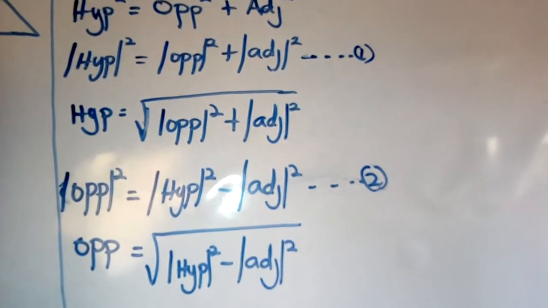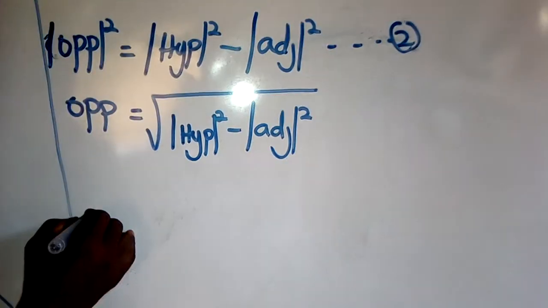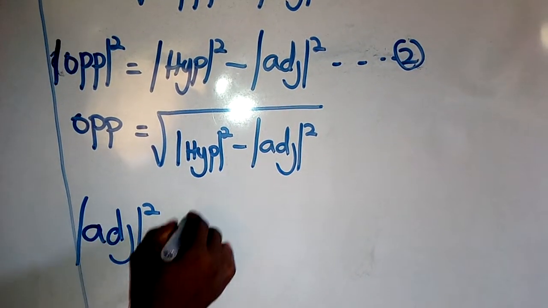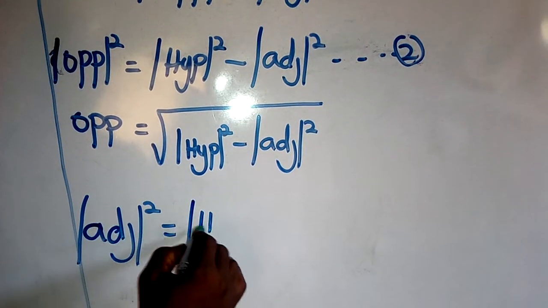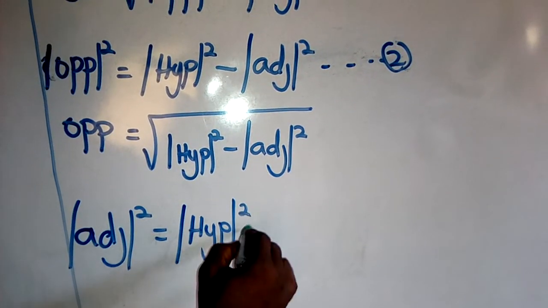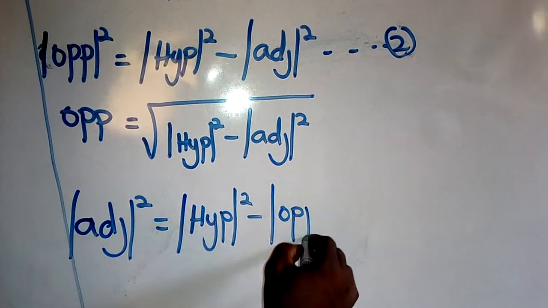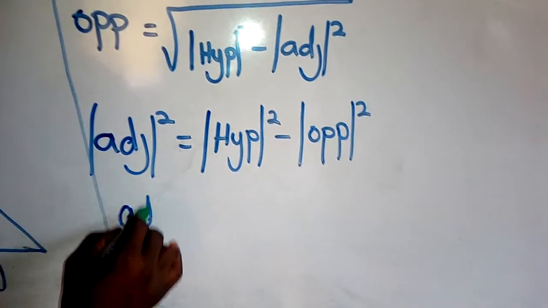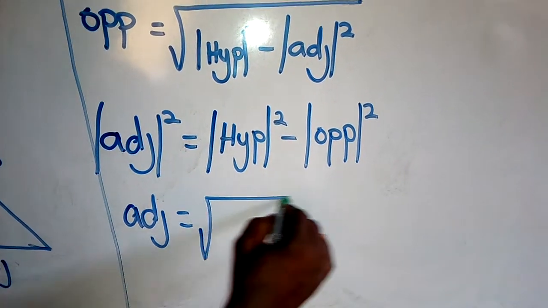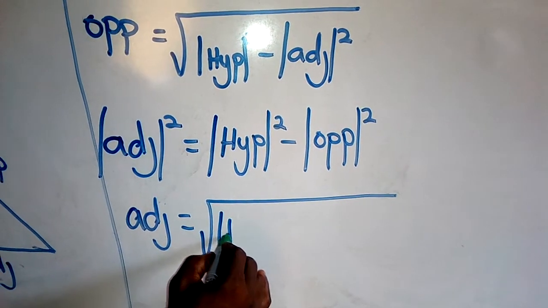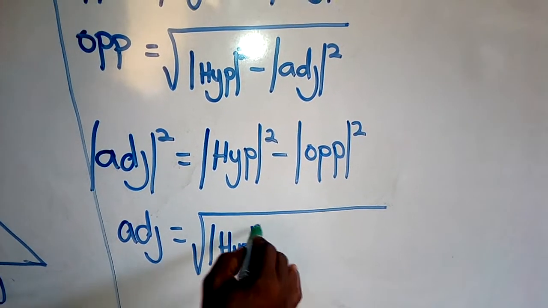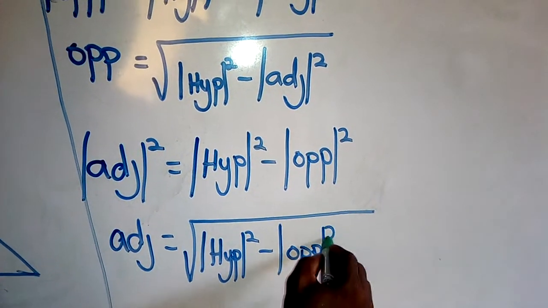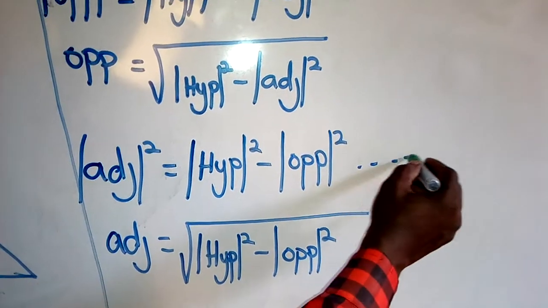Your third one will now be for adjacent. The line of adjacent square is equal to the line of hypotenuse square minus line of opposite square. Now your adjacent will be the square root of line of hypotenuse square minus line of opposite square. So this is your third formula.